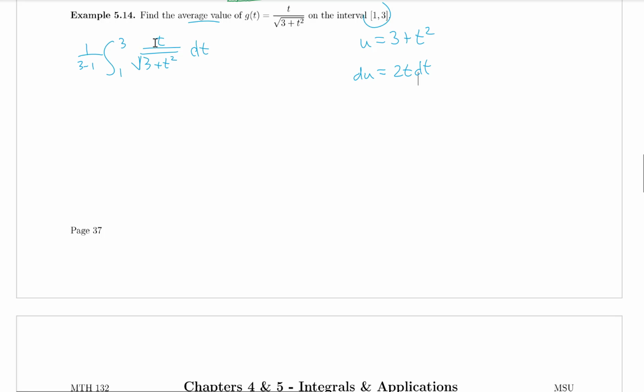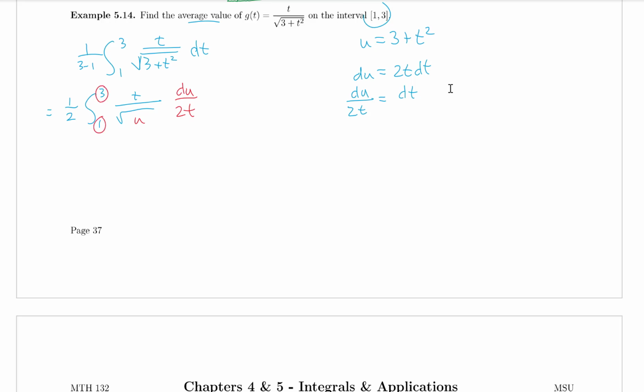Now again, we don't have a 2t in the numerator, so I'm going to go ahead and solve for dt so we make sure that we get our constant correct. So we have that dt is equal to du over 2t. Now let's substitute back into our integral. So we have 1 over 2, that's from that 1/3 right there, and then we have the integral from 1 to 3 of t over the square root of u times du over 2t.